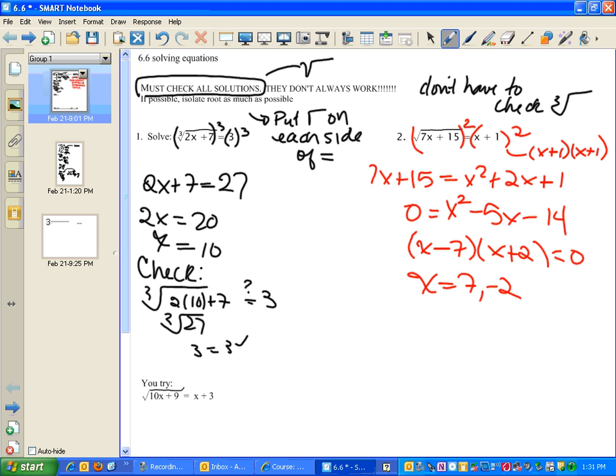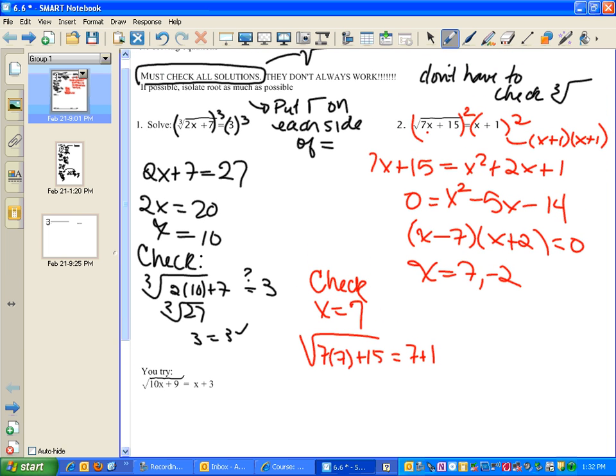Now the funny thing about square roots is sometimes both solutions work, sometimes none of them work, and sometimes only one works. And that's why we have to check them. So we're going to check x equals 7. And you have to show this work that you're checking it. You can't just do it in your head. Okay? So I'm going to say the square root of 7 times 7 plus 15. Does that equal 7 plus 1?